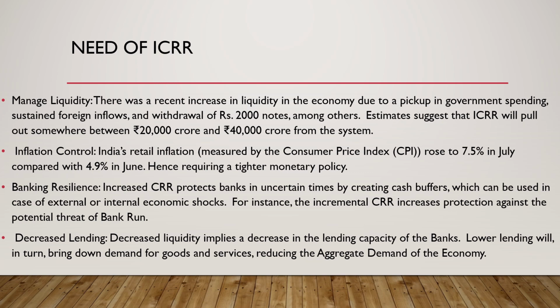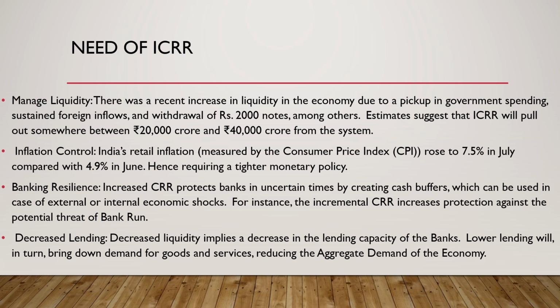Inflation control: India's retail inflation measured by the consumer price index rose to 7.5% in July compared with 4.9% in June, hence requiring a tighter monetary policy. Then we have banking resilience: increased CRR protects banks in uncertain times by creating cash buffers which can be used in case of external or internal economic shocks. For instance, the incremental CRR increases protection against the potential threat of a bank run.